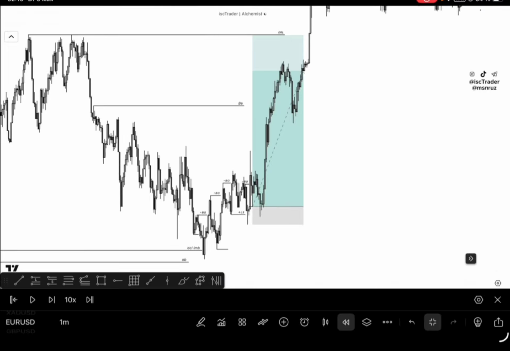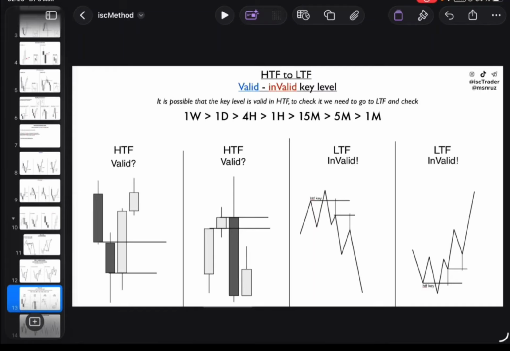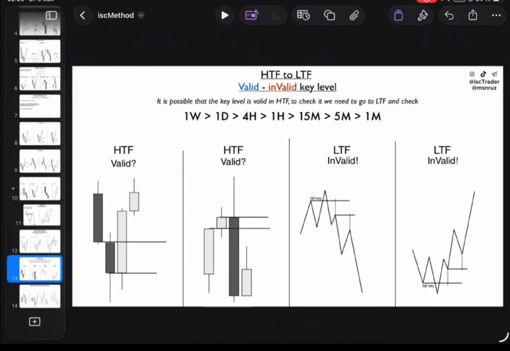By moving from a higher time frame down to a lower time frame to determine whether those zones are valid or invalid, you should work in exactly this same way. This is needed to find the truly valid zone and to enter a trade. Working by moving from a high time frame down to a low time frame is exactly like this. Alright, and the next one?